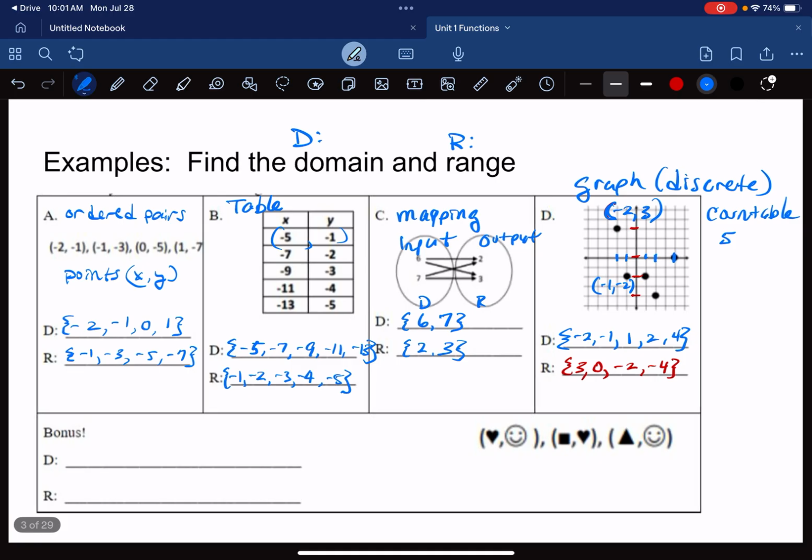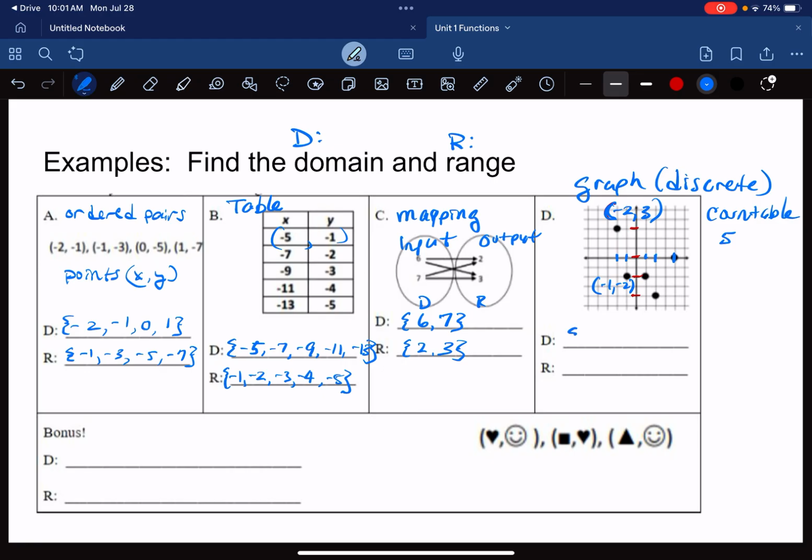Let me check that here. -2, -3. So this is, -1 goes with, that's 0. It doesn't go with -2. Well, -1, -2. Let me check this again. Let's start all over.